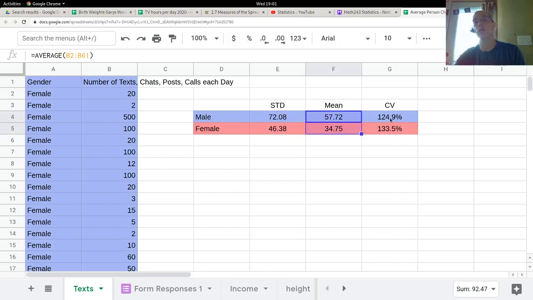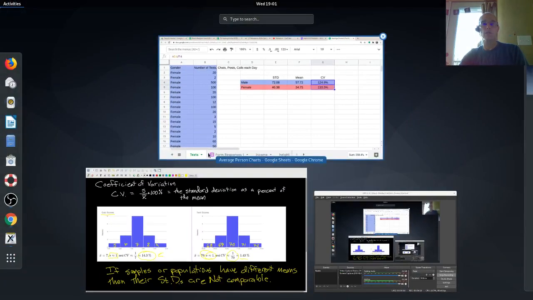And again, we can't compare standard deviations directly on two populations or two samples unless the means match. If they don't match, we have to use the coefficient of variation to make them more comparable. So coefficient of variation is a way to compare spread of two samples or populations that have different means. And it's important in statistics to make those comparisons.